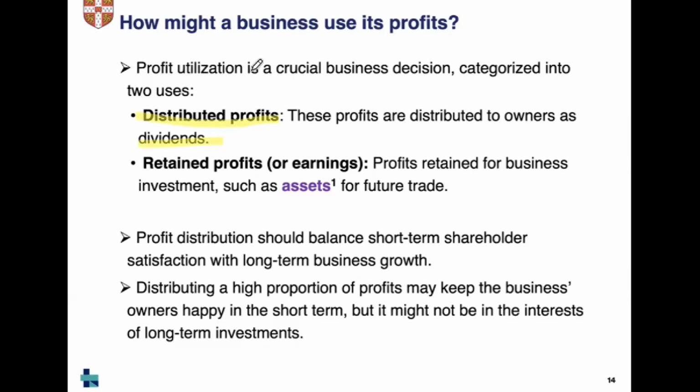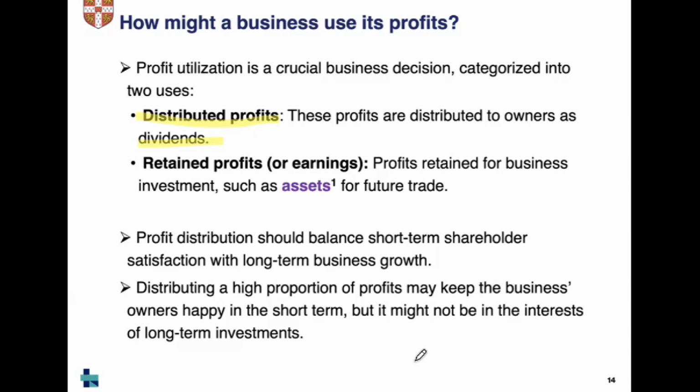And the first point says that profit utilization is a crucial business decision categorized into two uses. The first use is distributed profits, where profits are distributed to the shareholders as dividends, or number two, where profits are retained in the business. Some businesses would do both of them. They can decide to distribute a part of the profits to shareholders and keep a part, say 50% distribution to shareholders and retain 50% in the business. The second point here says that profit distribution should balance short-term shareholder satisfaction with long-term business growth.